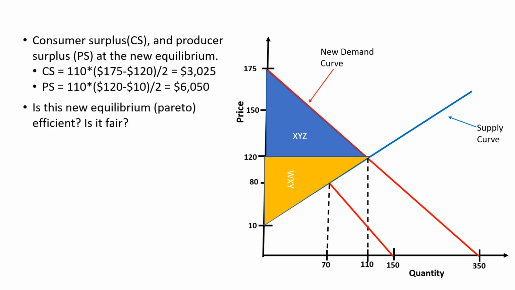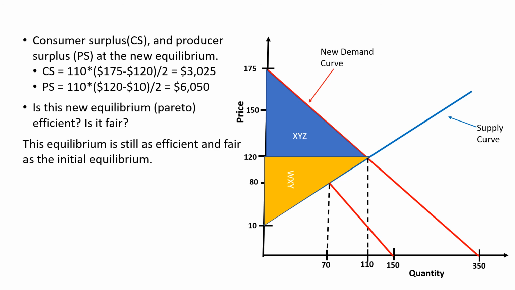In terms of whether this new equilibrium is efficient or fair, we know that it is efficient based on the explanation that we had before, and as for whether it's fair, we know that the issue of fairness is hard to determine. And so we follow the same explanation that we had before.